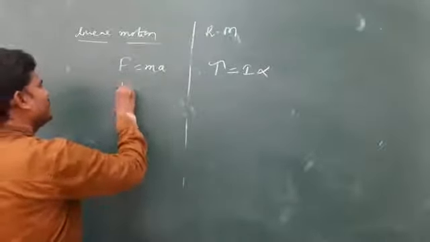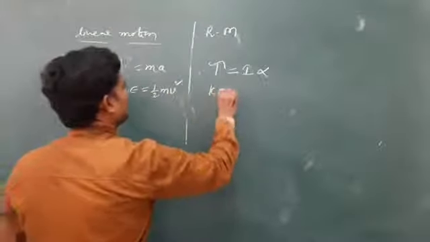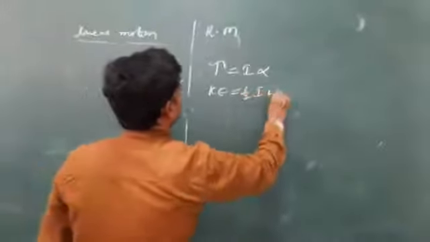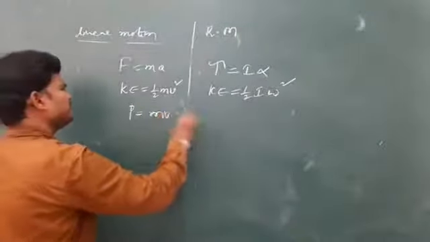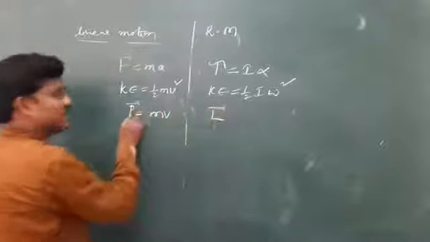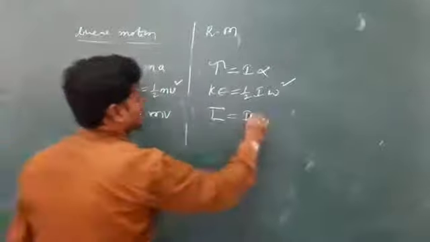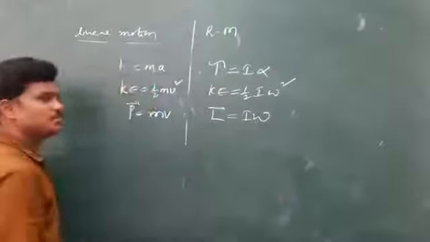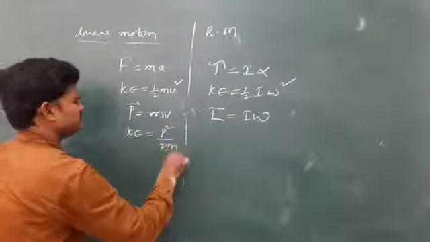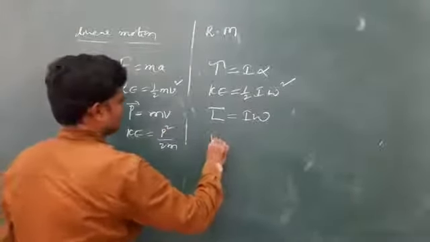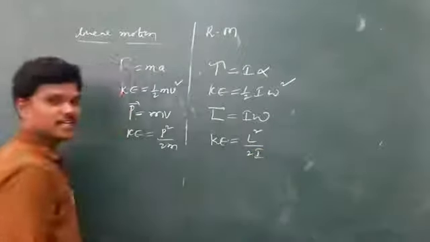And we know kinetic energy is half m v square. Here kinetic energy is half I omega square. Linear momentum is m v. Here P turns into angular momentum, I times omega, since v is nothing but omega. L is equal to I omega. You know kinetic energy is P square by 2m. And here kinetic energy we can write as L square by 2I.